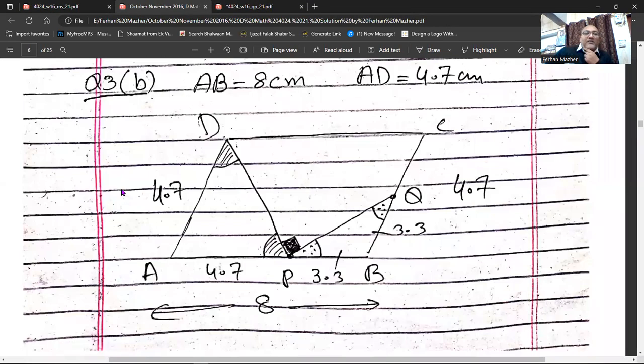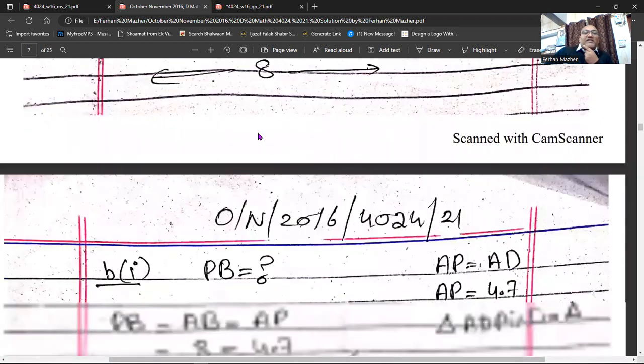Okay, so we know that AB is 8 centimeter, AD is 4.7. These two angles are equal, so it's an isosceles triangle. So this is 8, this is 4.7. So this side will be also 4.7. So the PB will be 8 minus 4.7. And that will give you 3.7.